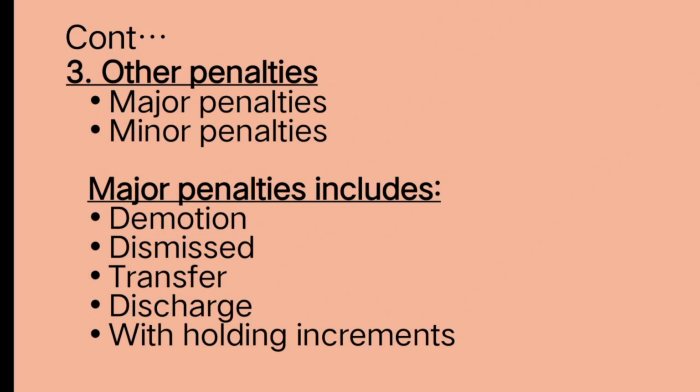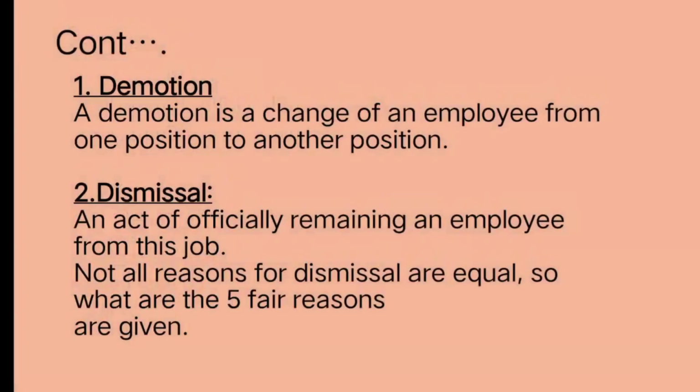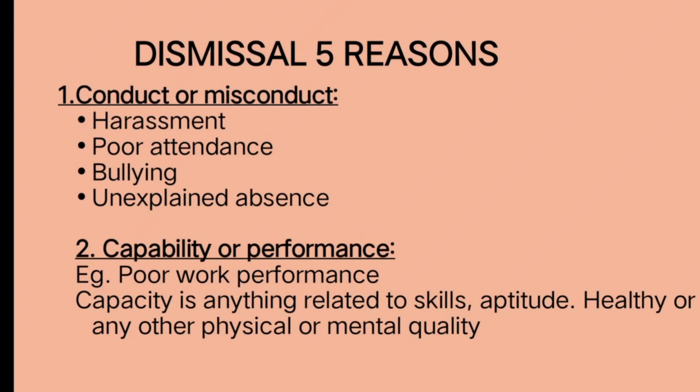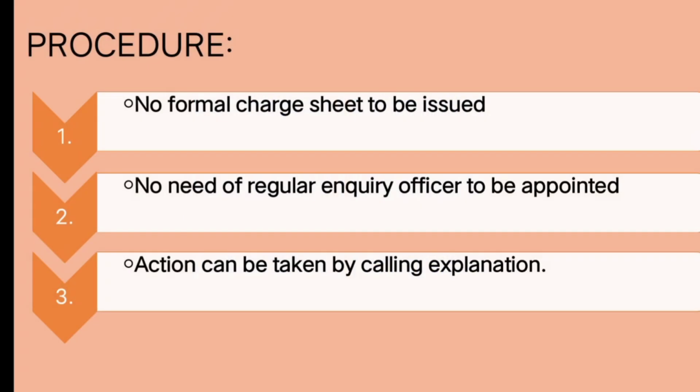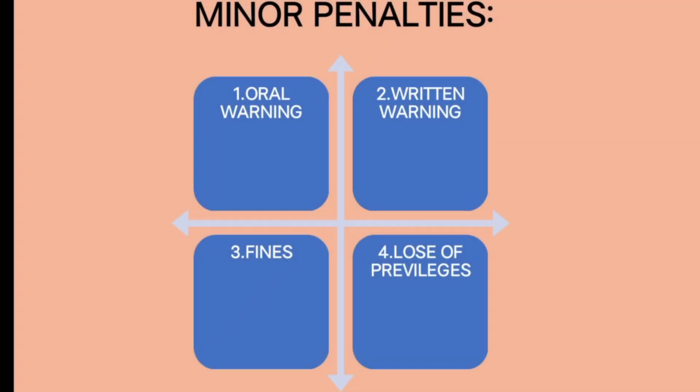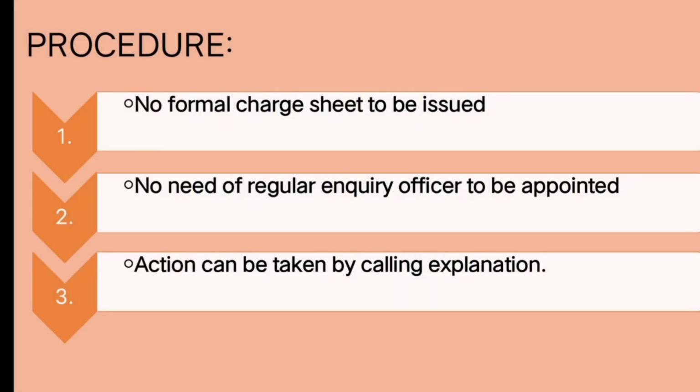Next, other penalties are classified into major penalties and minor penalties. Major penalties are like demotion, dismissal, transfer, discharge or withholding the increment. A company has increments, so they can withhold the increment so that the employees will come to know the proper rules and regulations in their workplace. Minor penalties are an oral warning, a written warning, fines that can be collected, and loss of privileges. These are the minor penalties in disciplinary action in the workplace.